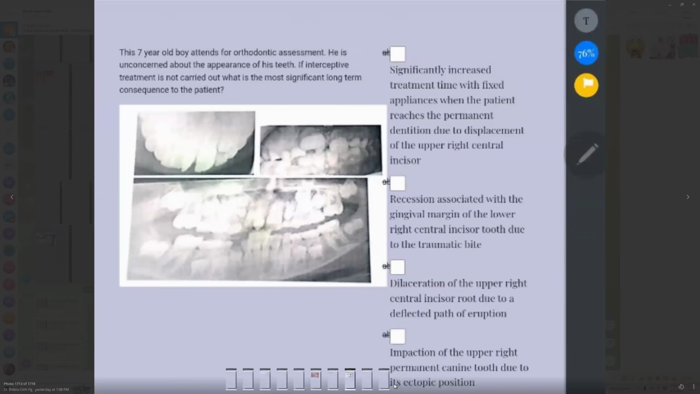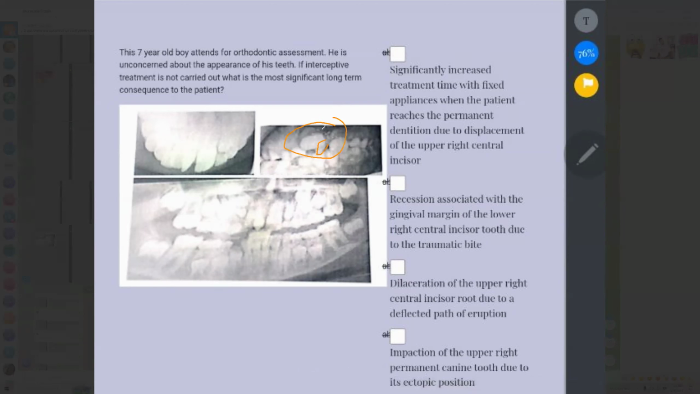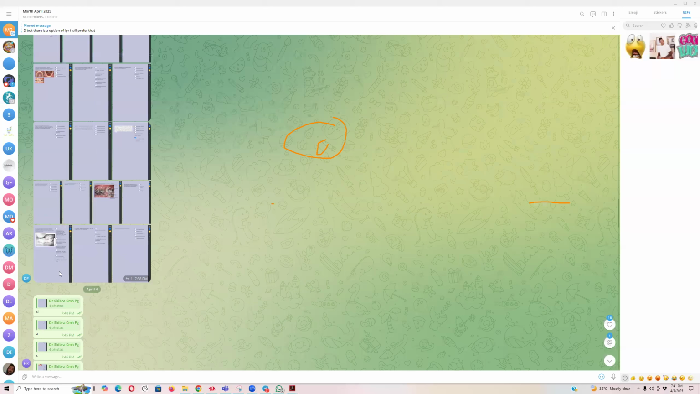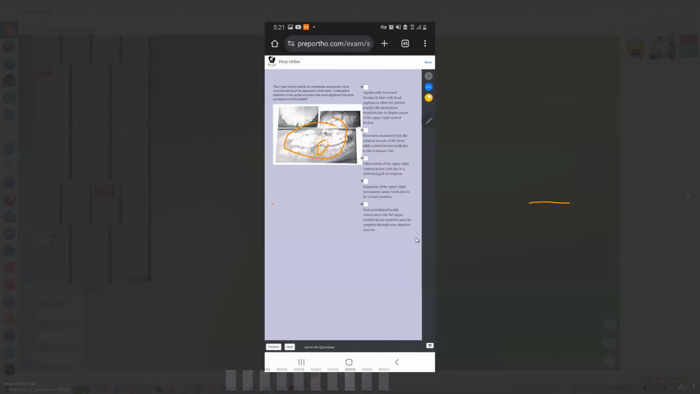The 7-year-old boy attends for orthodontic assessment. He is unconcerned about the appearance of his teeth. If interceptive treatment is not carried out, what is the most significant long-term consequence for this patient? We have solved this question because there is a mesiodens here and the central is coming from outside. So the options are recession associated with the denuded margin of the lower right central incisor, displacement, impaction of the right permanent teeth. Poor periodontal health associated with the upper central incisor tooth because its eruption is through non-attached gingiva. Option E here.